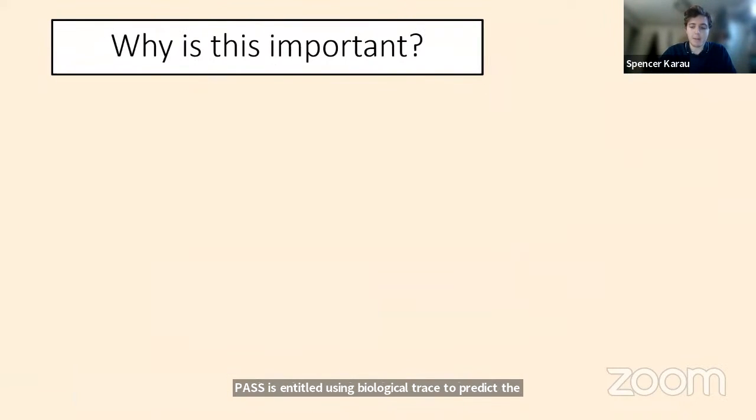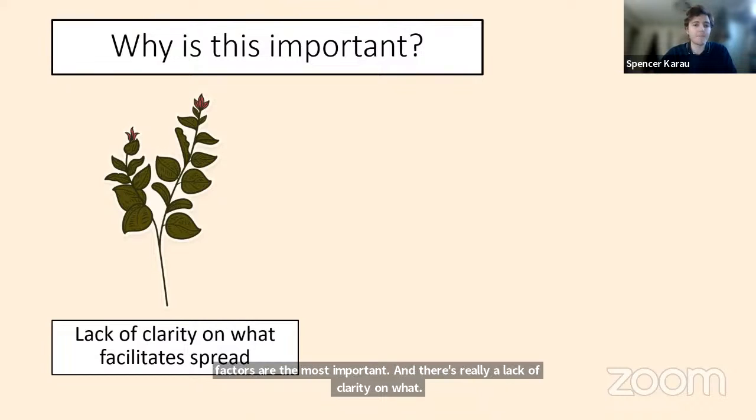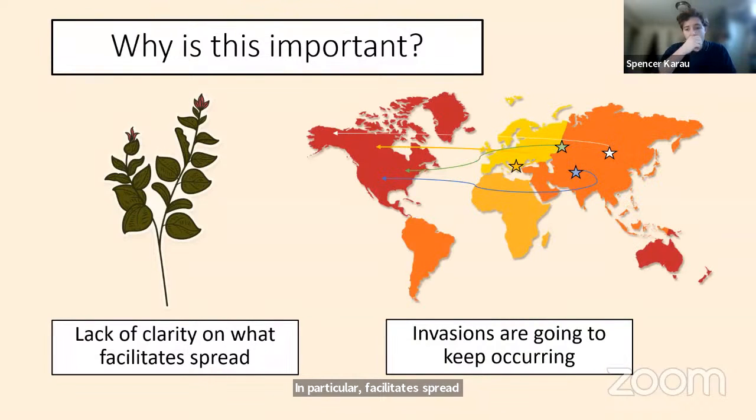So why is this topic something that is important? Well, we have a lot of research in the literature that studies the impacts of invasive plants on the ranges that they invade. And there's also a lot of research that looks at what factors really go into facilitating the rate that these plants spread. But what we don't have is sort of an agreement on which factors are the most important. And there's really a lack of clarity on what in particular facilitates spread. Additionally, there's no reason to suggest that invasions aren't something that's going to keep occurring.